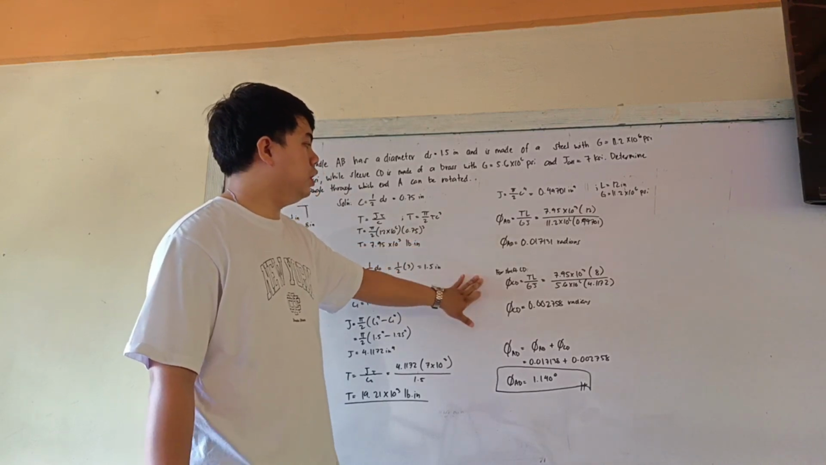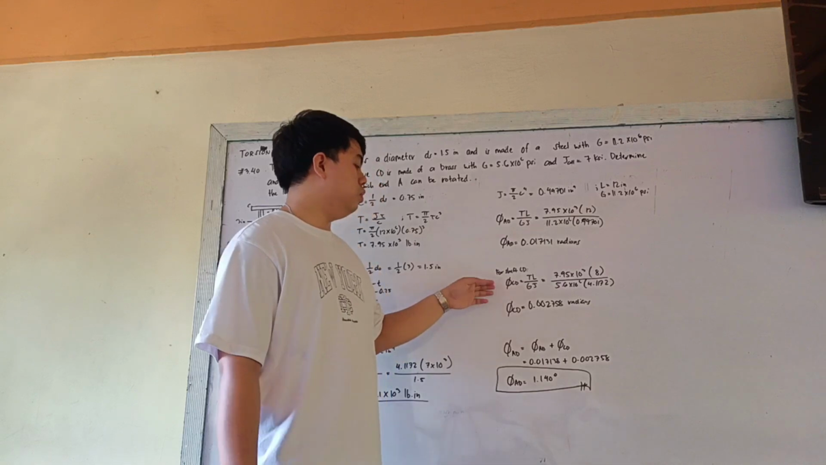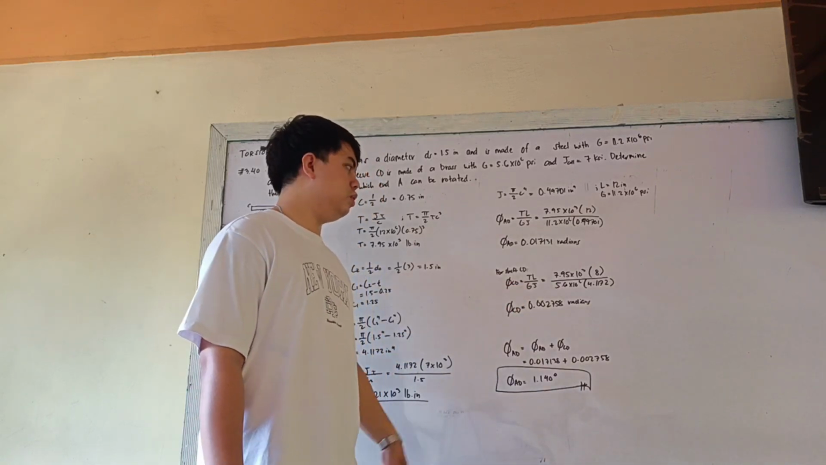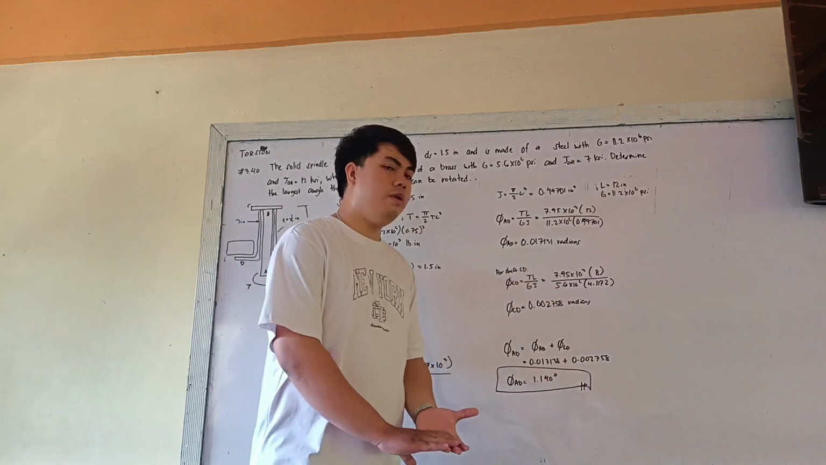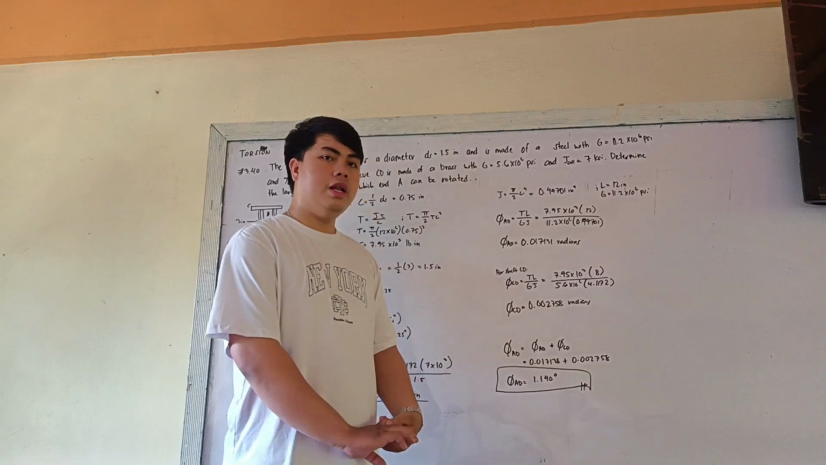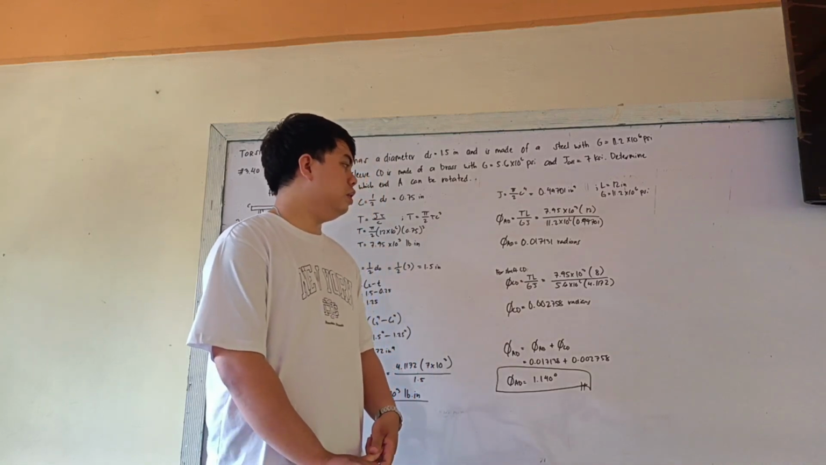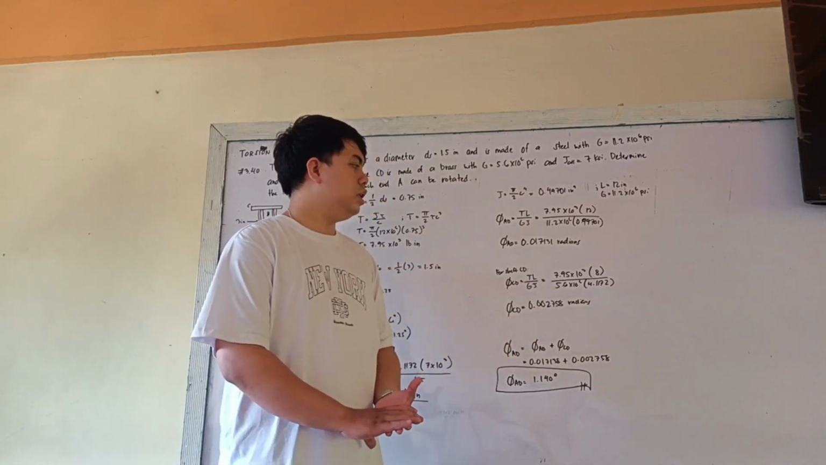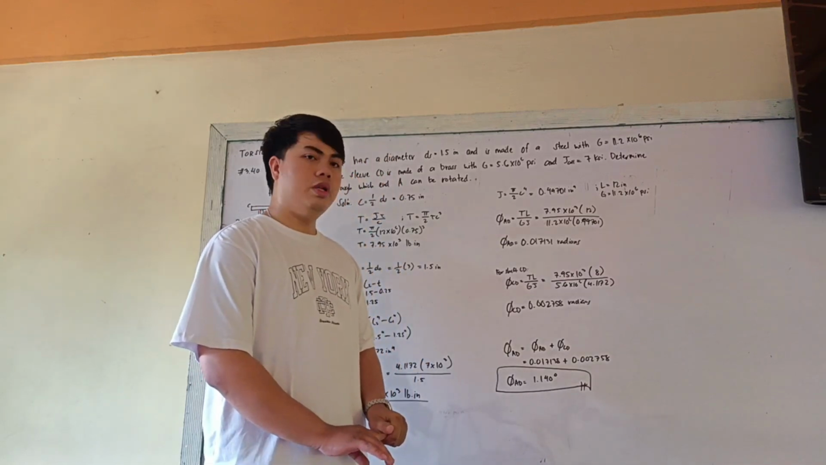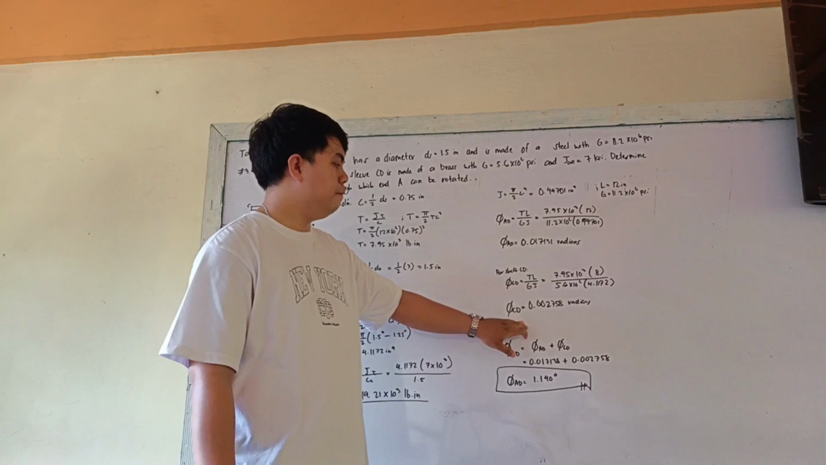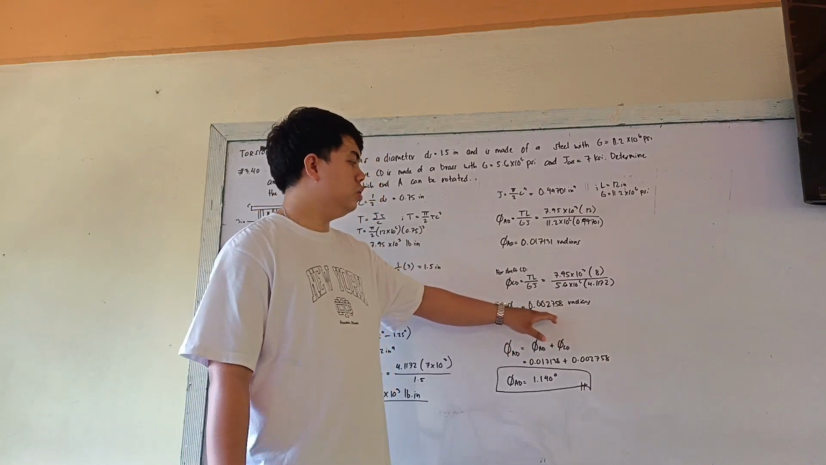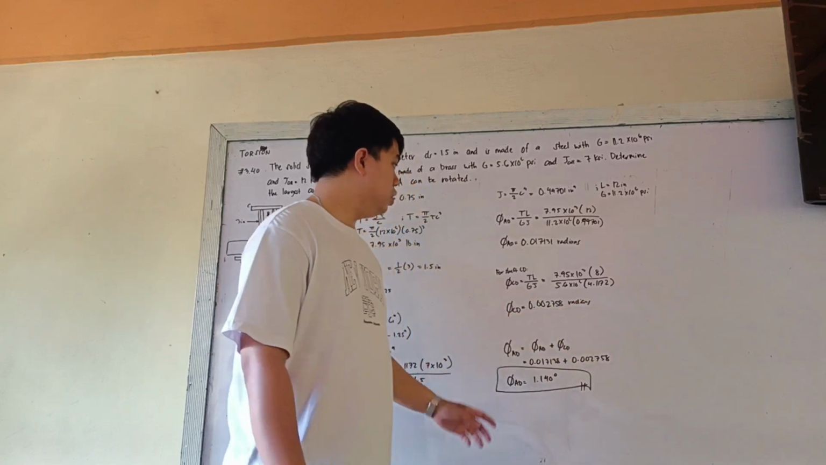So next, proceed to the shaft CD. So angle CD is equal to TL over GJ. So 7.95 times 10 to the power 3 multiplied by the length of 8, over G, which is 5.6 times 10 to the power 6, times J, which is 4.1172. So we have angle CD is equal to 0.002758 radians.